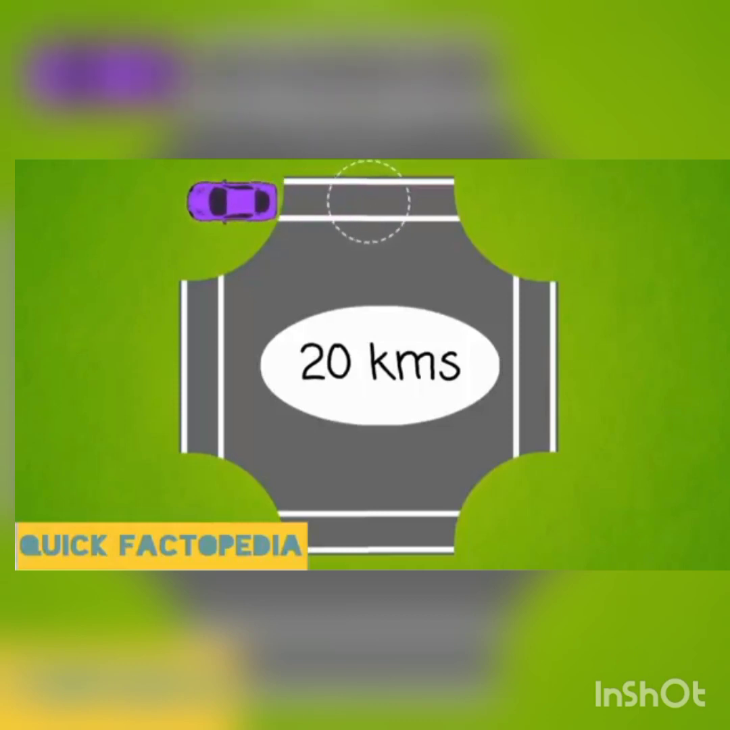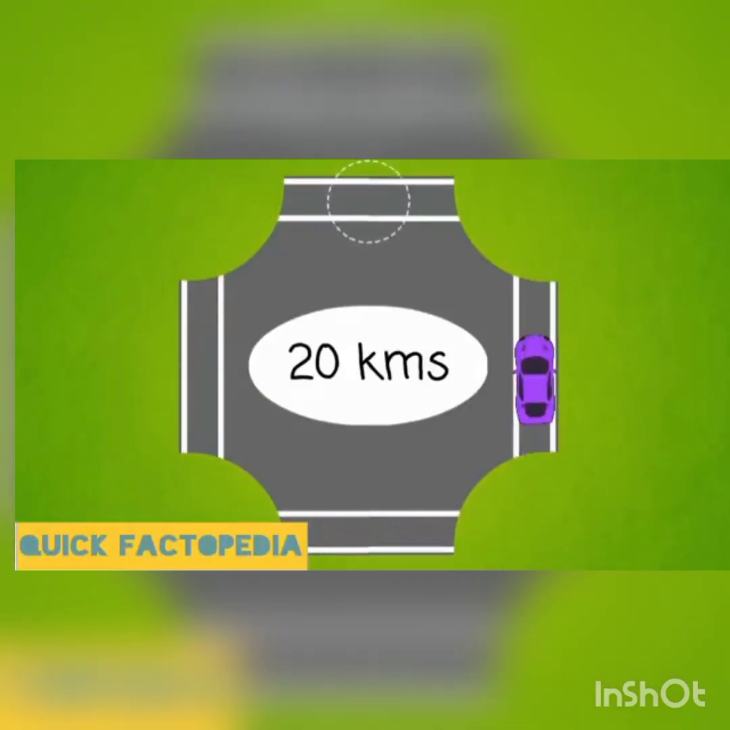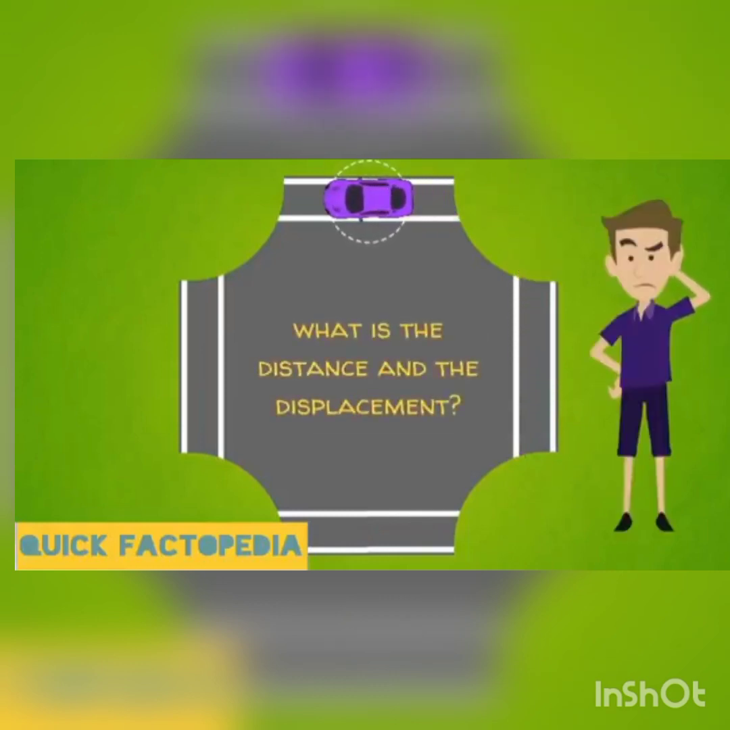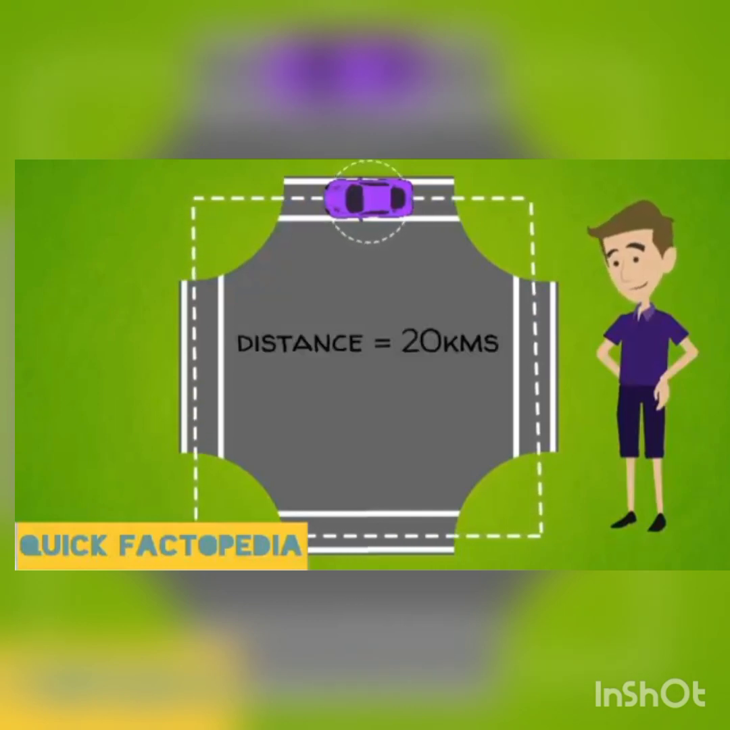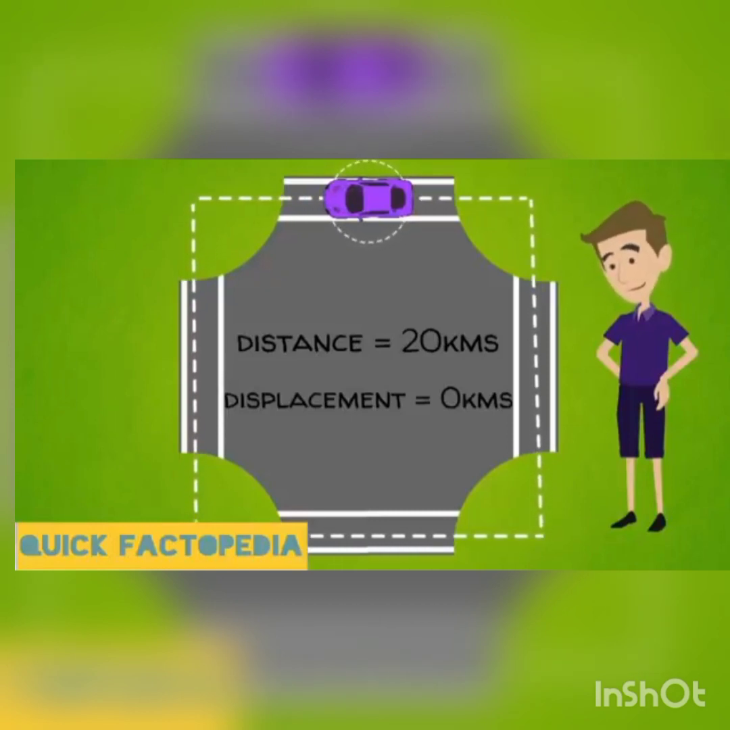Now let's say I travel 20 km from one start point, and at the end, stop at the same point. Then, what will be my distance and the displacement? Here, the car starts traveling 20 km from one point, and ends at the same point. The distance traveled here is 20 km. But the displacement is 0, as the starting point and the end point of the car is the same, or say, the origin and the destination of the car is the same.